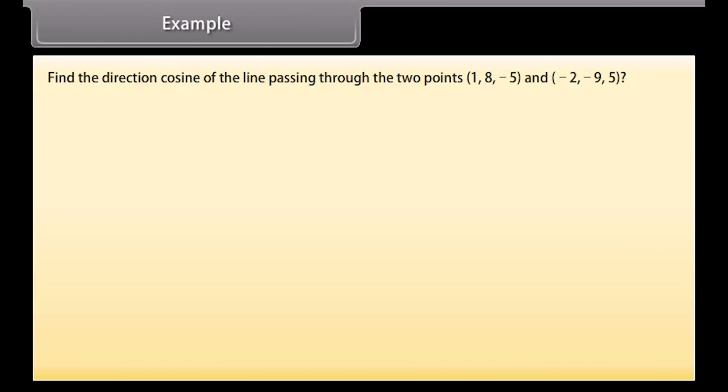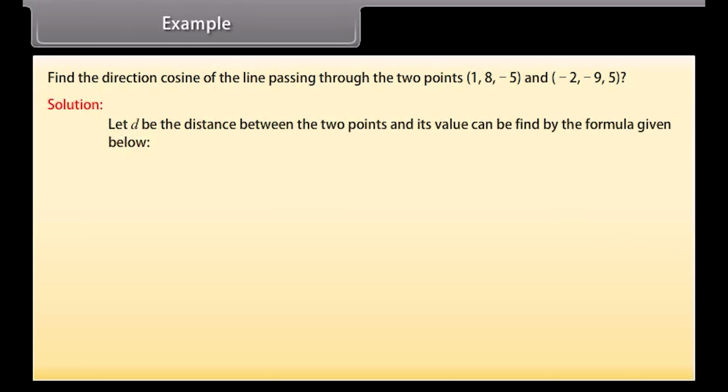Example. Find the direction cosine of the line passing through the 2 points 1, 8, minus 5 and minus 2, minus 9, 5. Solution. Let d be the distance between the 2 points and its value can be found by the formula given below. D equals the square root of x2 minus x1 square plus y2 minus y1 square plus z2 minus z1 square.